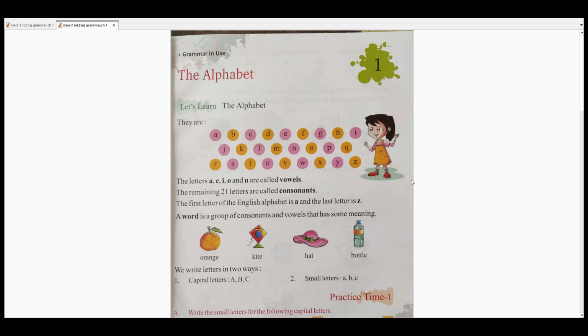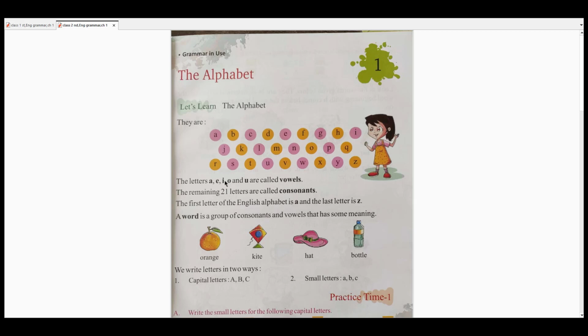Let's start. The letters A, E, I, O, U are called vowels. There are two categories in English alphabets. These 26 letters are called English alphabets, and they are divided into two categories. The first one is vowels and the second one is consonants. There are a total of 5 vowels, that is A, E, I, O and U. So what do we call them? Vowels. We call them vowels.